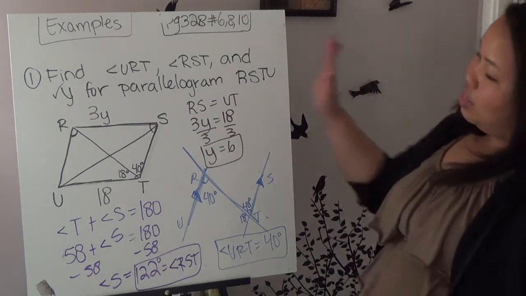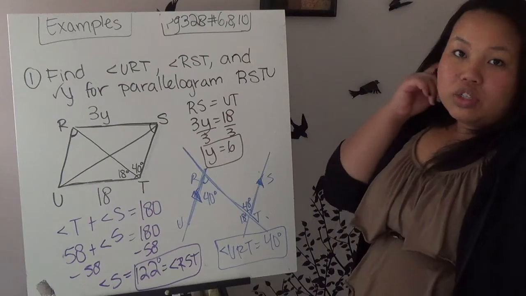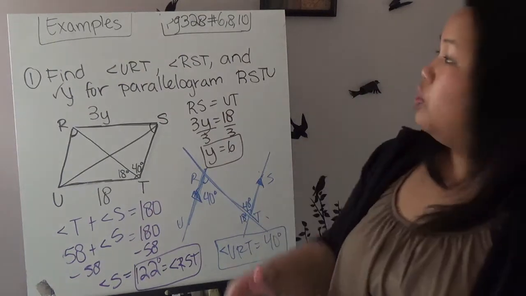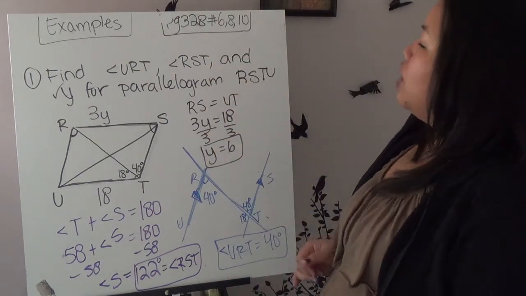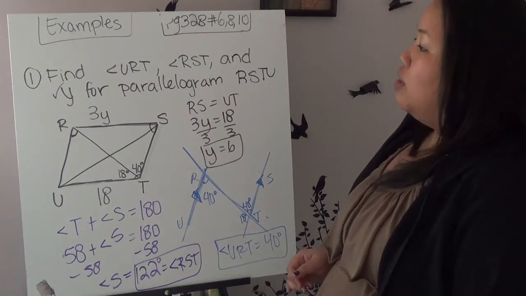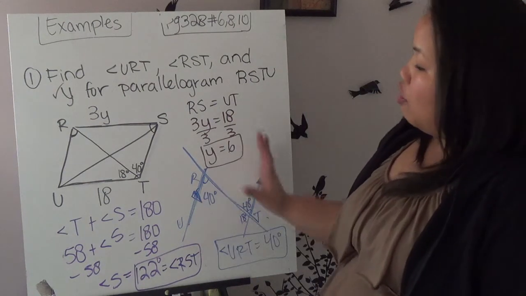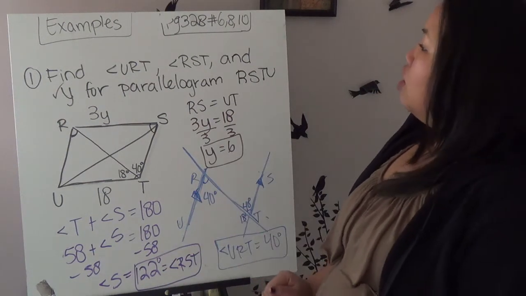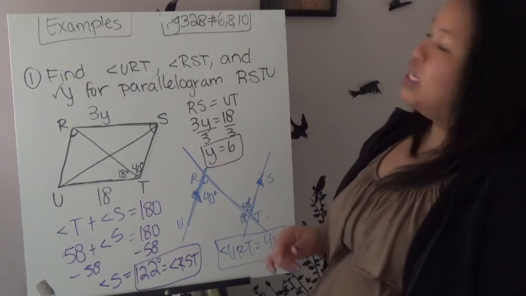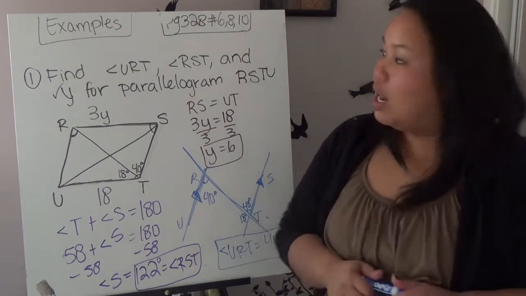So go ahead and write that down, and please refer to the properties when you're solving page 328, number 6, 8, and 10. Refer to the properties to help you figure out how to find the measurements. So page 328, number 6, 8, and 10, and I will see you in class.